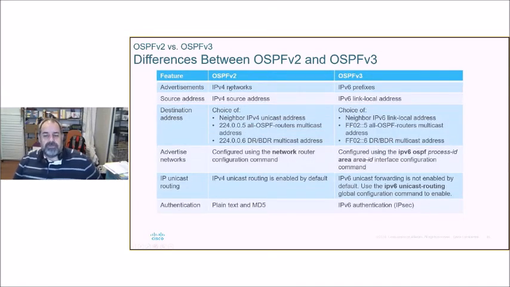Differences: of course version 3 does IPv6. It uses IPv6 for source and destination addresses, link local addresses for unicast, and of course it uses IPv6 multicast addresses. Now, you don't do network commands with IPv6, but that's consistent with other protocols as well. You do the IPv6 OSPF process and area commands in the interface itself. You actually have to turn on IPv6 unicast routing. We've covered that previously as well. And when it comes to authentication, it actually is encrypted, so it uses IPsec as opposed to plain or MD5.